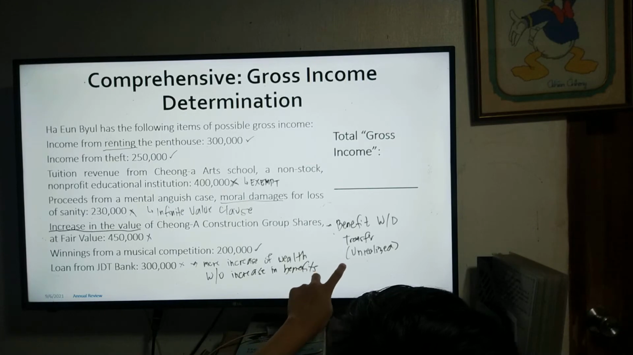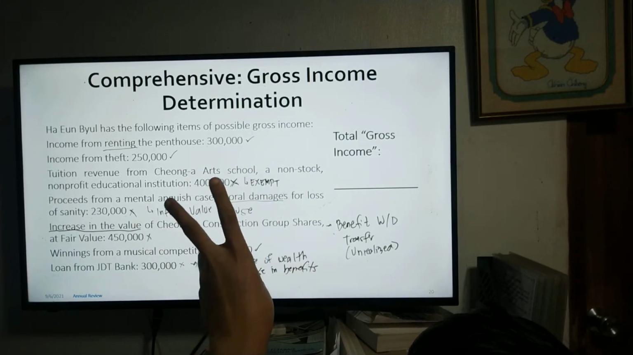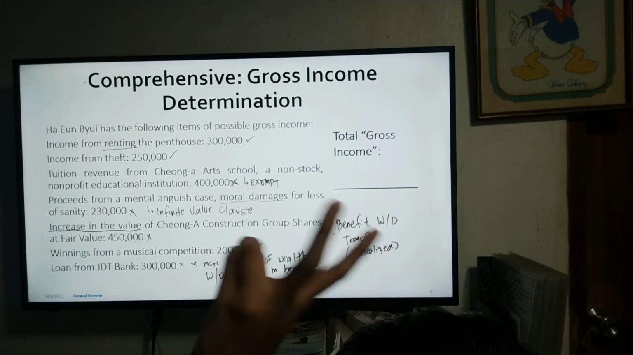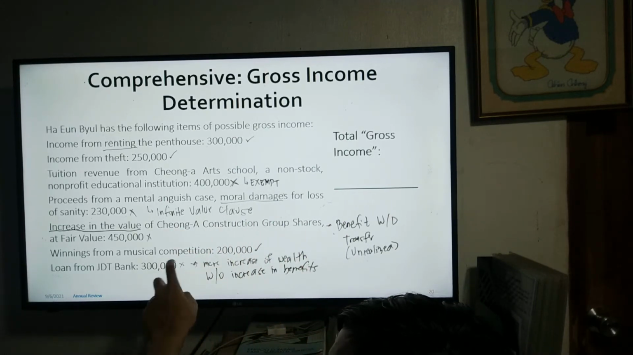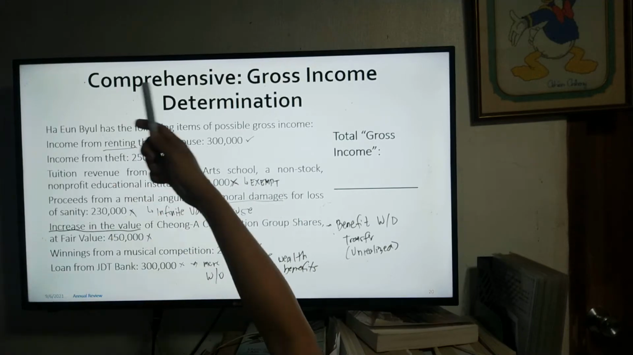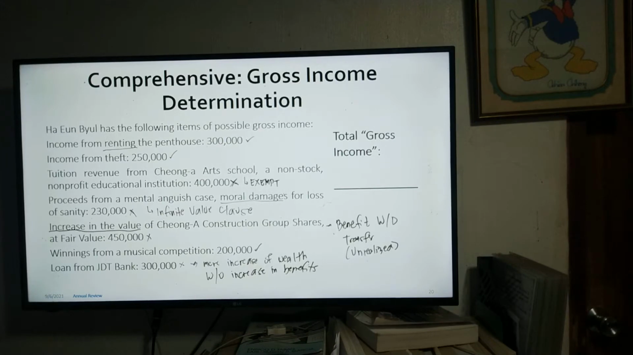So, it violated, therefore, the second aspect of the threefold test that we have, which is a realized benefit. Walang benefit eh. So, therefore, yung loan, hindi yan kasali. So, now we have identified the following items that should be considered for total gross income. Ano yung mga yon? 300,000 from the penthouse rent, 250,000 from theft, and winnings from a musical competition of 200,000.